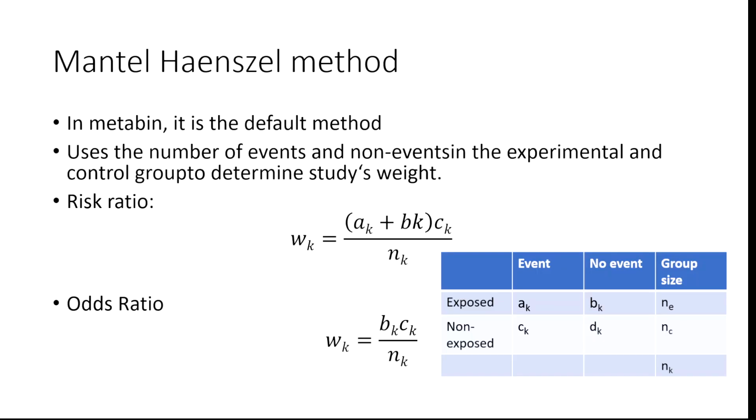Anyway, what we want to talk about today is the Mantel-Haenszel method. The Mantel-Haenszel method is actually the default in metabin. If you want to change it to a different method, then you have to specify the method. It uses the number of events and non-events in the experimental and in the control group, or in the exposed and the non-exposed group, to determine the study's weight. This is how we calculate the weight. But we will come back to that in the practical.